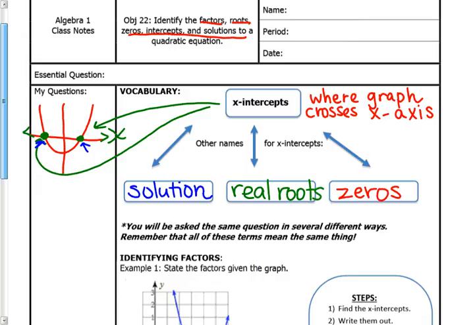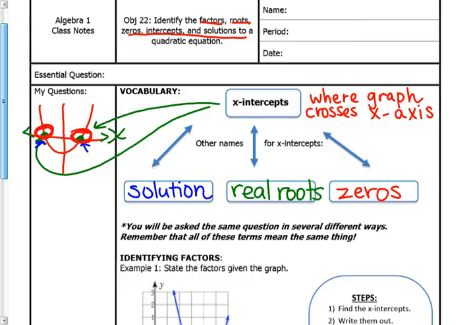If I ask, what are the solutions? You would give me these answers again. If I said, what are the real roots? You would give me these answers. And if I said, what are the zeros? You will give me these answers. So it just has many, many names.